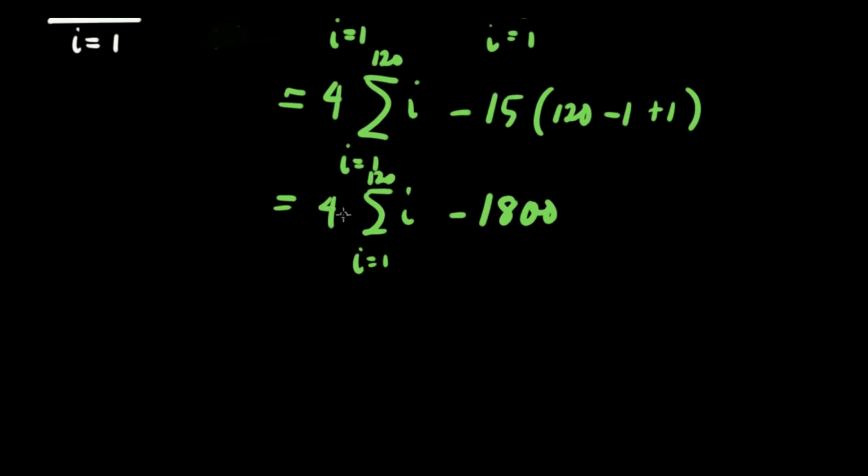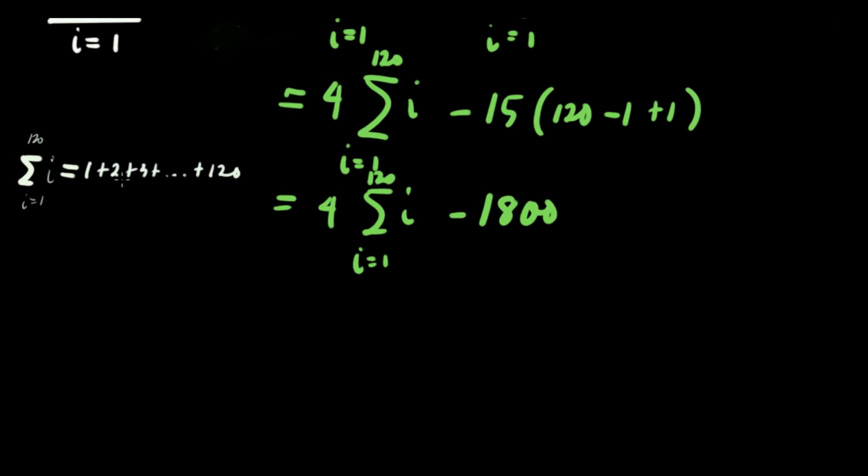Ngayon, itong part, itong 4, nakahiwalay na to. So, itong kaya natin i-evaluate, summation of i from 1 to 120. Yung summation of i from i equals 1 to 120 is equivalent to 1 plus 2 plus 3 plus up to 120. So, para siyang summation ng first 120 counting numbers.